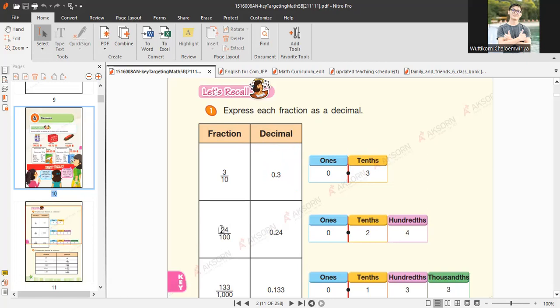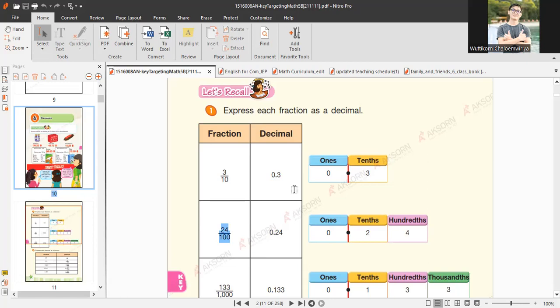Look at the second example here. Can you read the fraction for me? 24 over 100. What is the denominator here? 100. The denominator of this fraction is 100. Do you remember I told you if the denominator of a fraction is 10, 100, 1000, 10,000, multiples of 10, we can convert that fraction to a decimal.